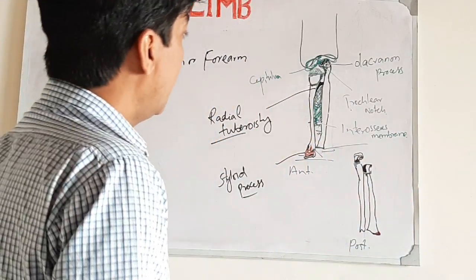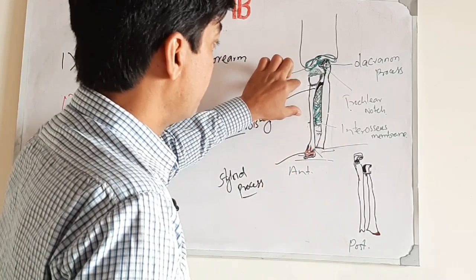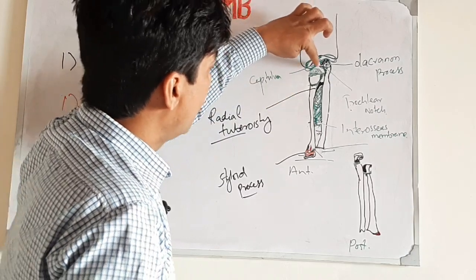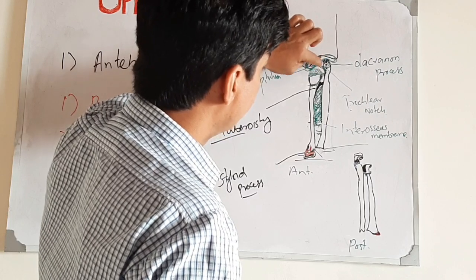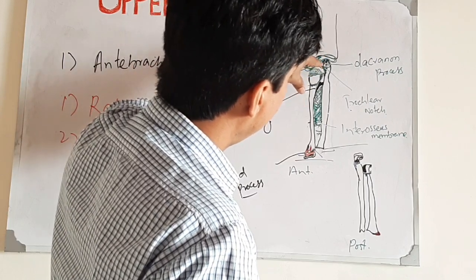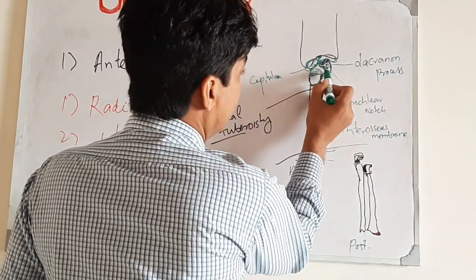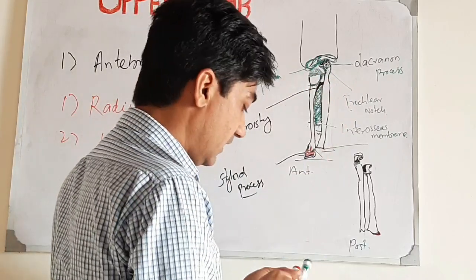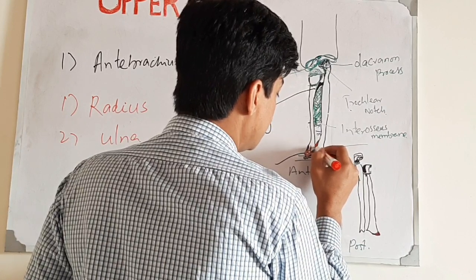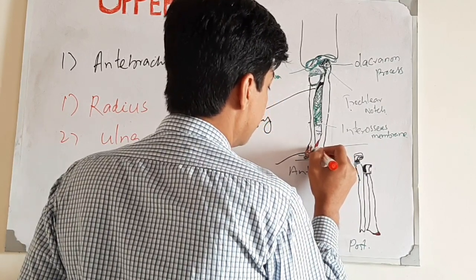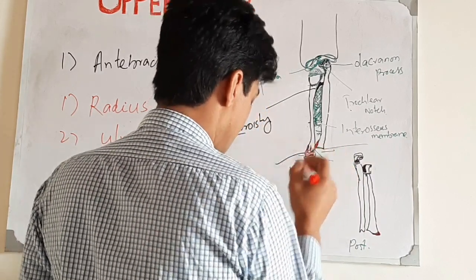We have seen the radius and ulna are attached at 3 points. First of all, the head of radius is attached with the olecranon process of ulna, and second is the radial notch of ulna, and third is distally it attaches here, the ulnar notch of radius, and it also helps to rotate our hand.